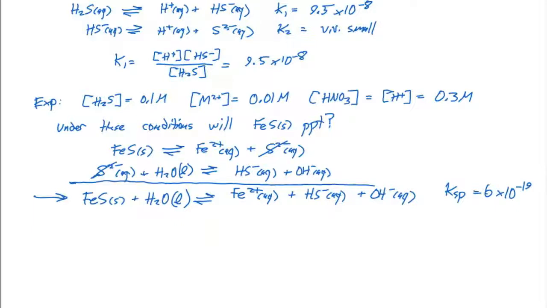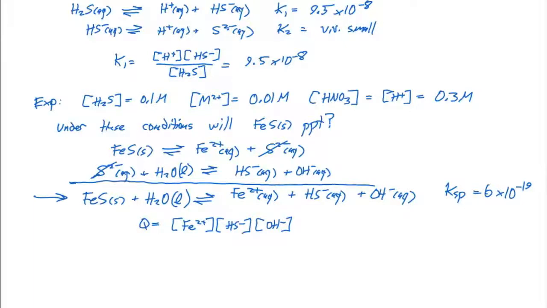So if we are going to write a Q expression for this overall reaction, Q is going to be our iron 2+ concentration times the HS- concentration times the OH- concentration. So for iron sulfide, we have to compare this product to the KSP, which is 6 times 10 to the minus 19. If Q is greater than K, we'll have a precipitate form. If it's less than K, that precipitate will not form. So we have a little bit of math that we have to do.